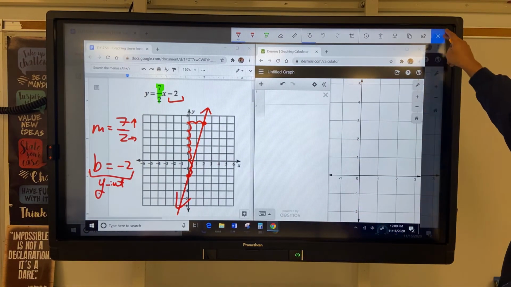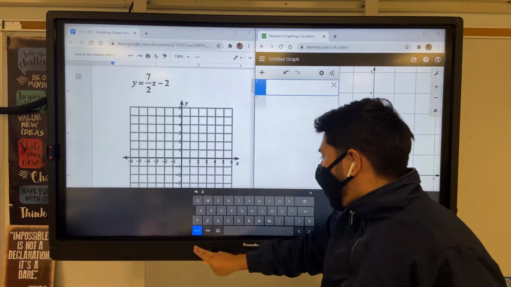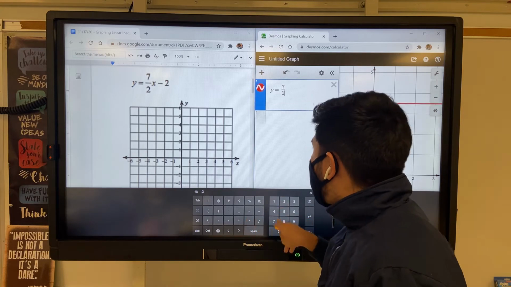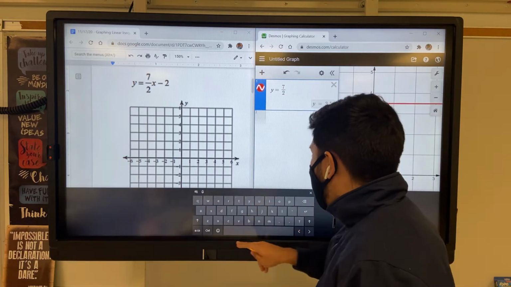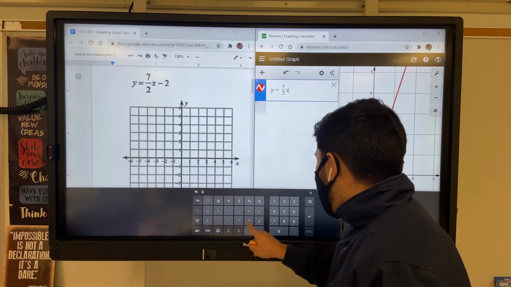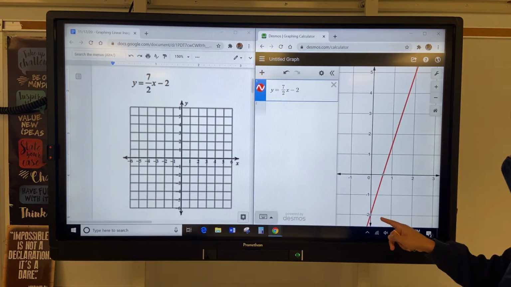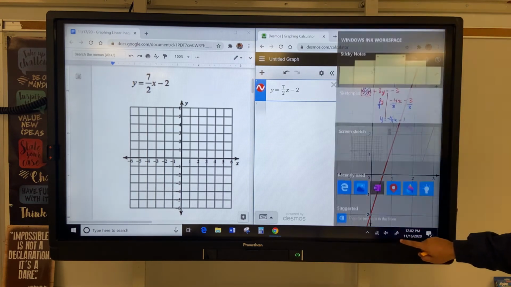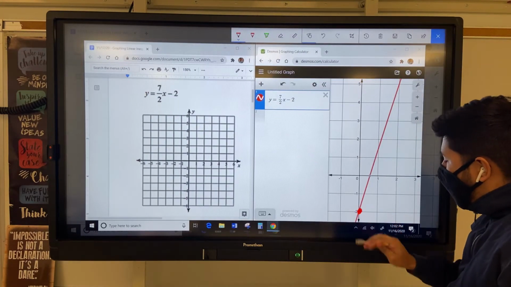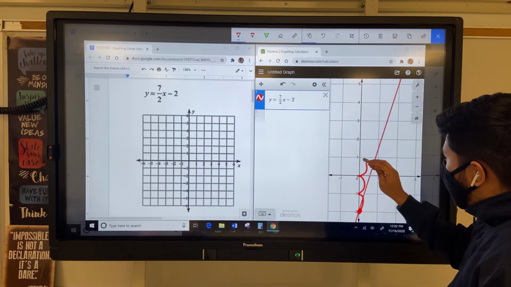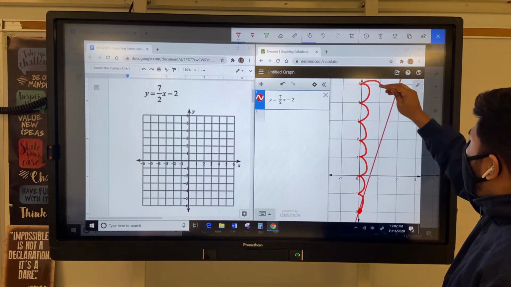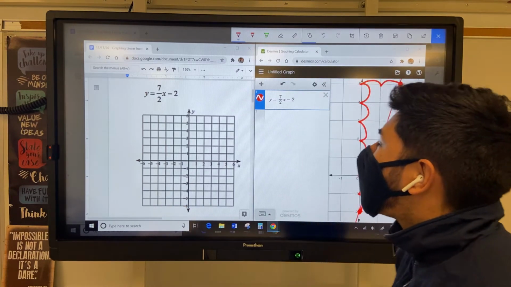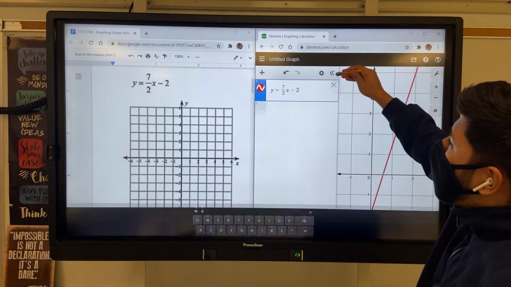You know what? I can double check that line. Let's put it in here. Y equals 7/2 x minus 2. Boom. And as you can see, it starts at -2, like how we did over there. We went up 1, 2, 3, 4, 5, 6, 7/2. Boom, there's that next point. We just proved that we graphed it correctly. Cool. Next one.